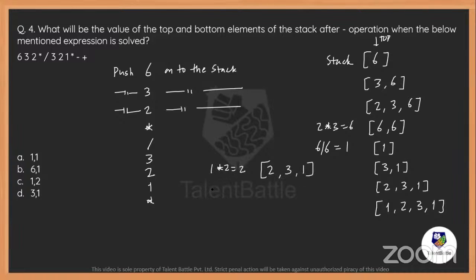Then minus operation. So 3 minus 2, that is 1, 1, and 1. Now I will stop here because they have mentioned what will be the value of the top and bottom elements of the stack after minus operation. Because if you perform plus operation, you will have only one single value. So 1 and 1 are my values for the top and bottom elements of the stack. So option A is the correct answer here.